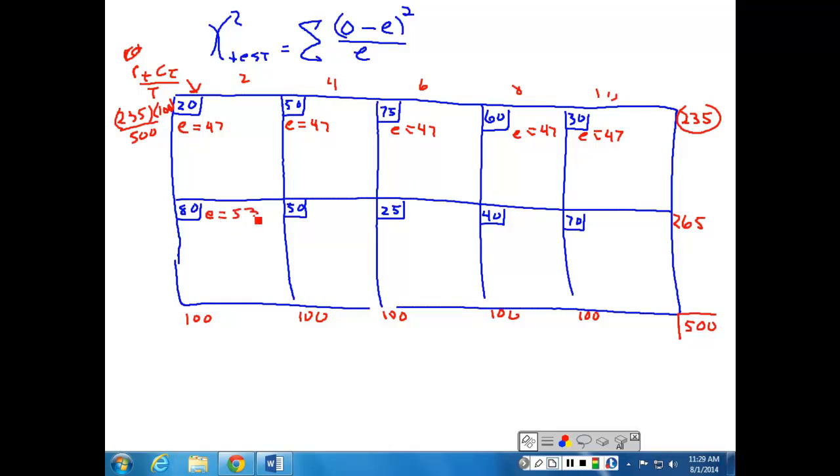Of course, you could do for that the row total, 265, times the column total divided by 500, and that's going to give you 53. And that's going to stay the same in this problem because you have equal splits in each column. Again, these don't have to be the same like this, but I actually think it's easier to understand what's going on if I do give you an even split.